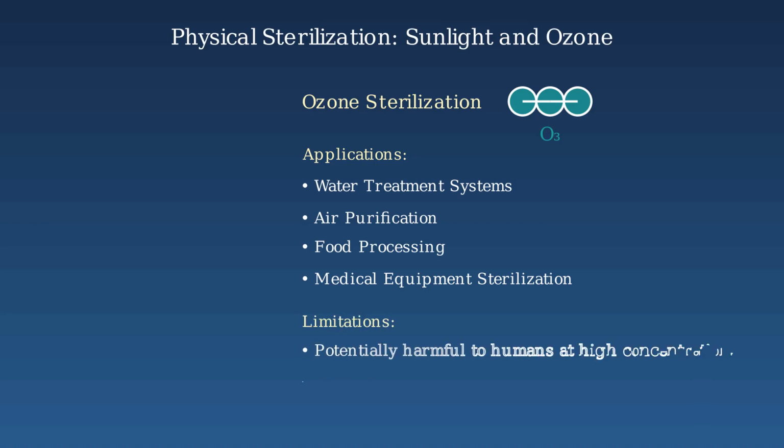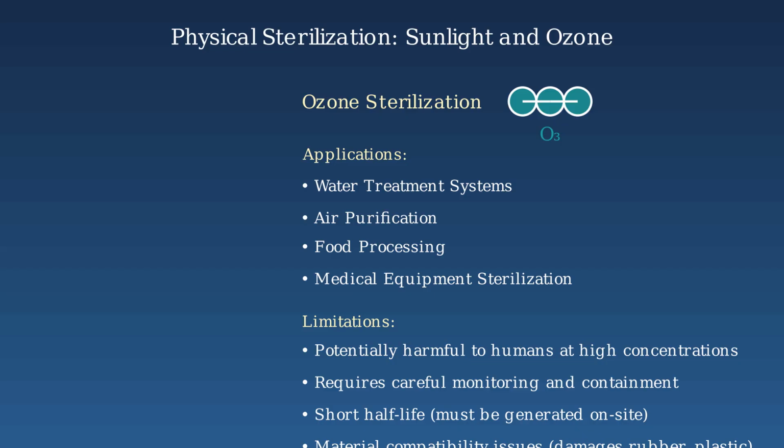Ozone has several limitations. It can be harmful to humans at high concentrations, requiring careful monitoring and containment. It has a short half-life, meaning it must be generated on site. Ozone can also damage certain materials like rubber and plastics.